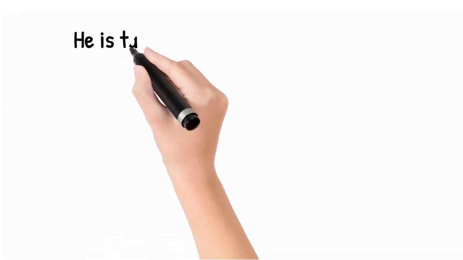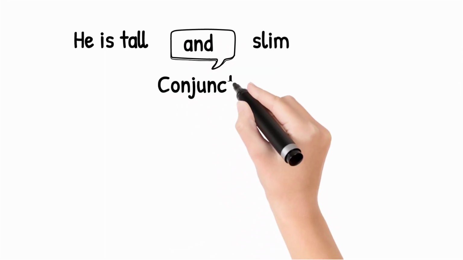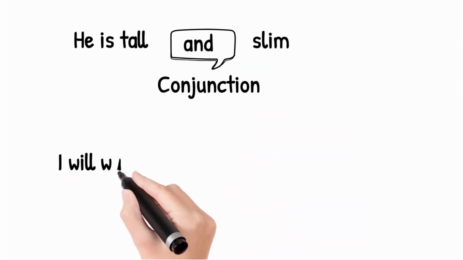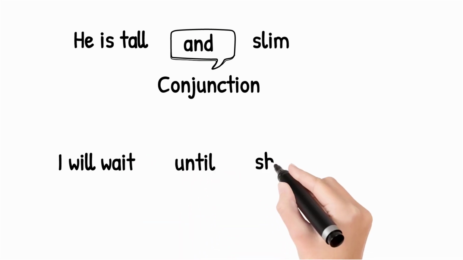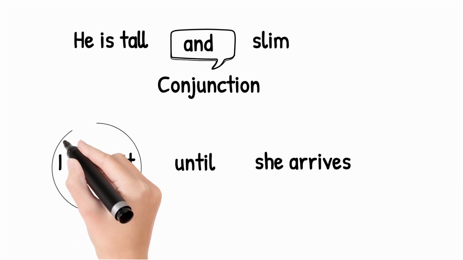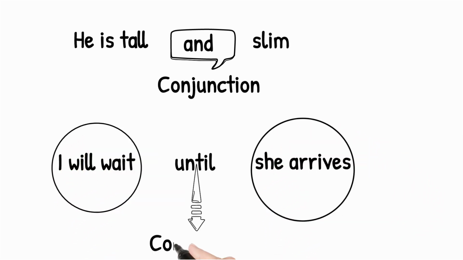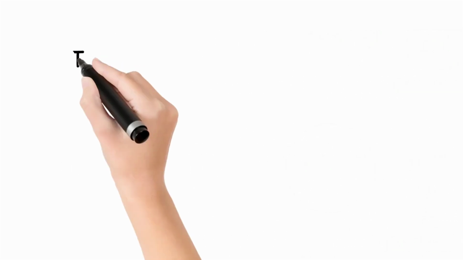He is tall and slim. And is a conjunction and it joins tall and slim. I will wait until she comes. Until is a conjunction. It joins two sentences. I will wait until she arrives. It connects two sentences: I will wait, she arrives. It becomes a bridge between two sentences.